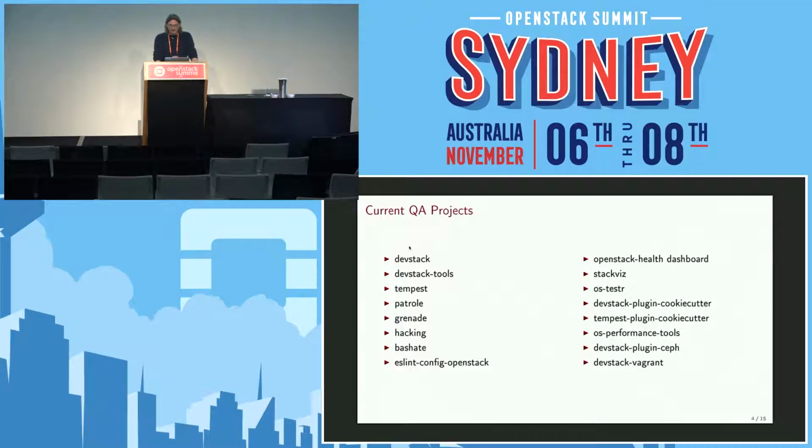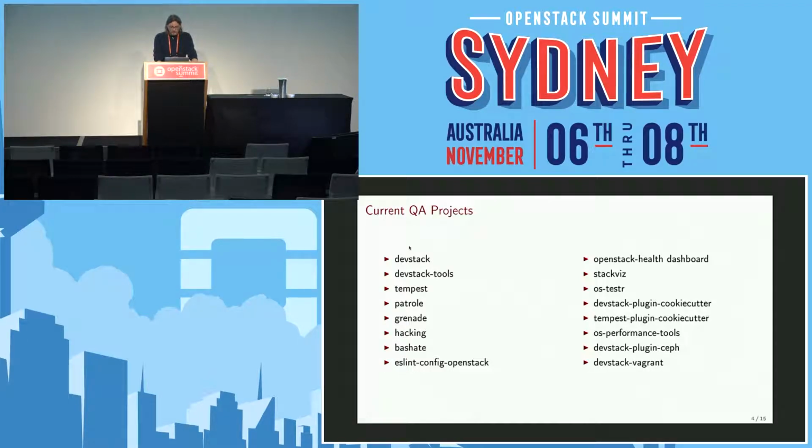We have a number of tools that are used by all OpenStack projects for syntax and code style checks, like hacking. That's for Python, bashate for Bash, and config OpenStack, which is used for JavaScript projects.